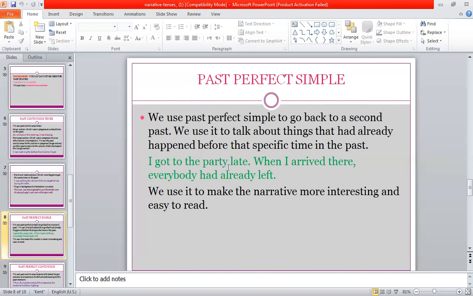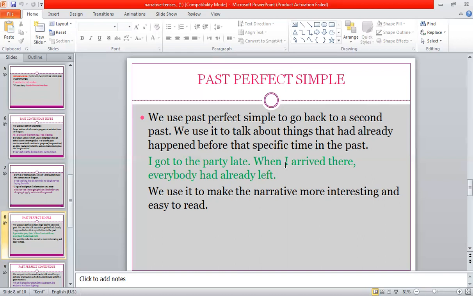Here, I got to the party late. When I arrived there, everybody had already left. We have here the same keywords: already, just, before, since and for, yet. Past perfect, just like present perfect, uses the same keywords.